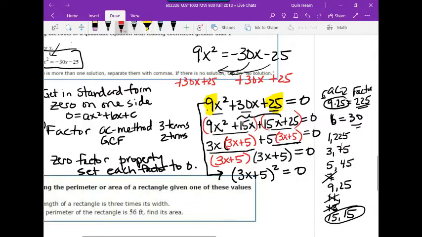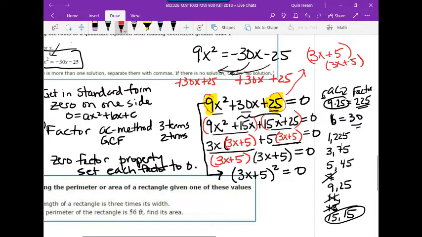And all you have to do to check for a perfect square trinomial is you say, okay, what's the square root of 9? 3. So you write 3x. What's the square root of 25? 5. And then you multiply that times itself and see if you get the right trinomial. And if you do, you don't have to go through the whole factoring process. Okay, that only works when you happen to notice that you have perfect squares for A and C.